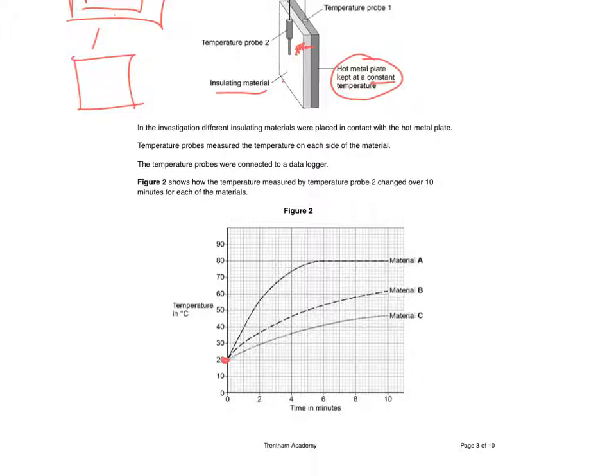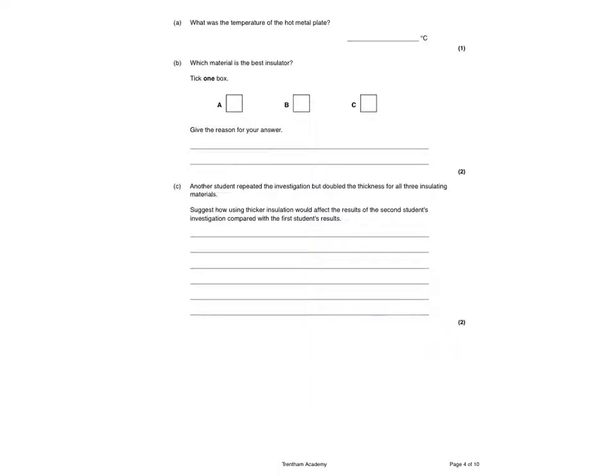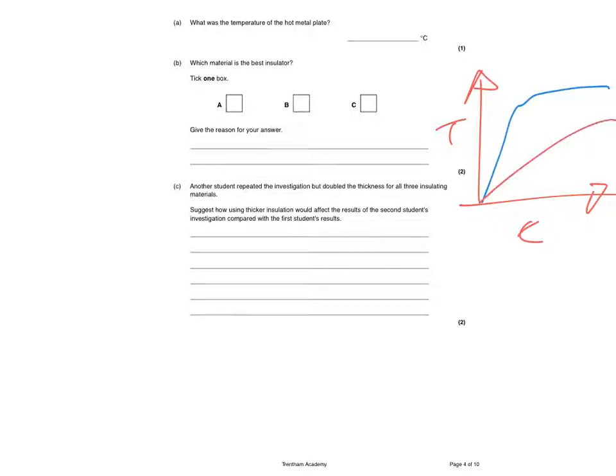So the next question we had was, we might flip back here. Which material was the best insulator? Well, if you're the best insulator, let's just recreate those graphs there. You had the one that did that, you had the one that did that, and you had the one that did that. Well, the one that is the best insulator is the one that obviously will not allow heat through as quickly, and therefore its temperature will not rise as much.